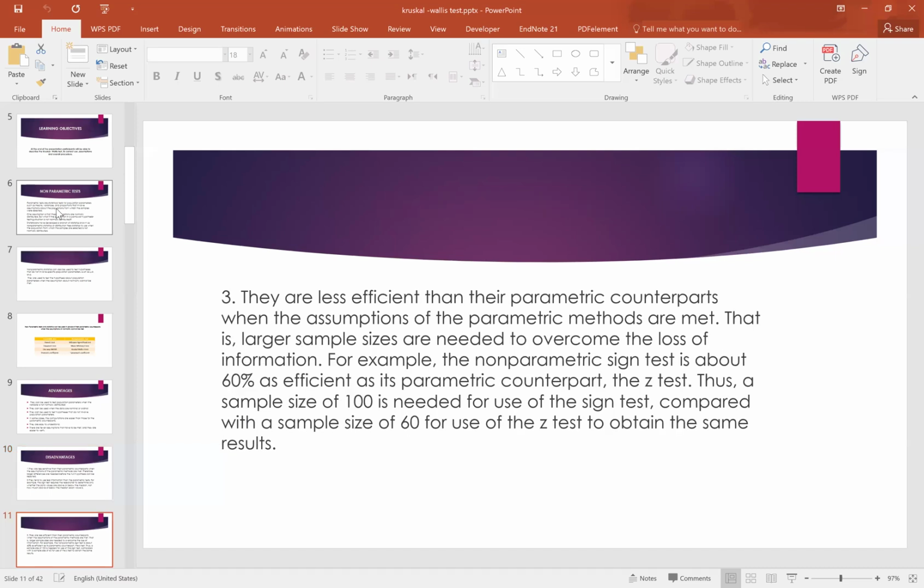They are less efficient than their parametric counterparts when the assumptions of the parametric method are met. That is, larger sample sizes are needed to overcome the loss of information. For example, the non-parametric sign test is about 60% as efficient as its parametric counterpart, the z-test, such that a sample size of 100 is needed for use of the sign test, compared with a sample size of 60 for use of the z-test to obtain the same result.